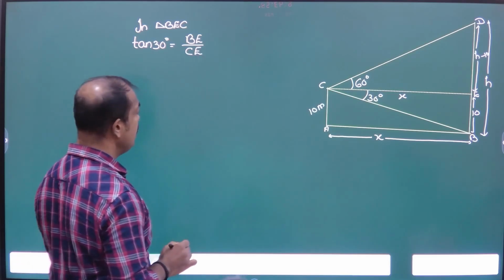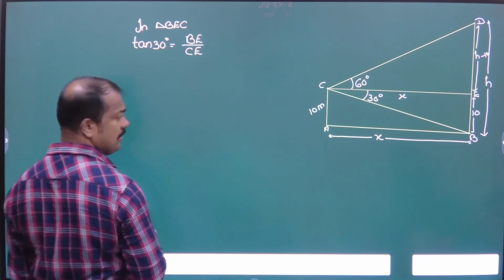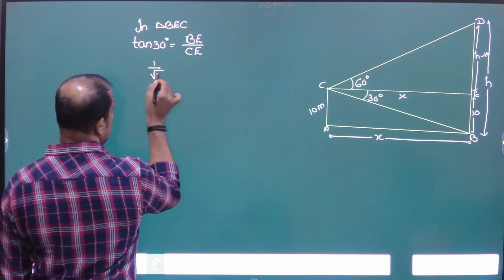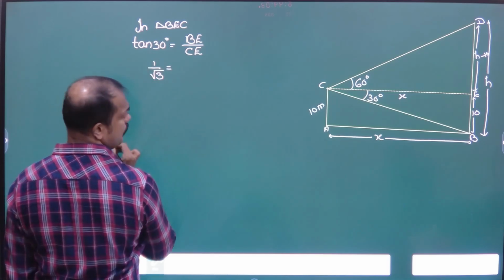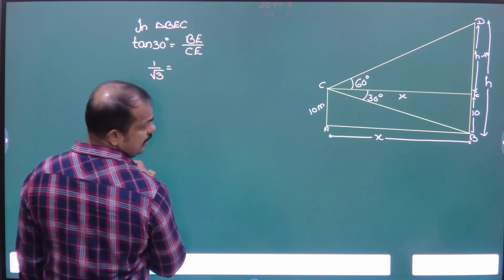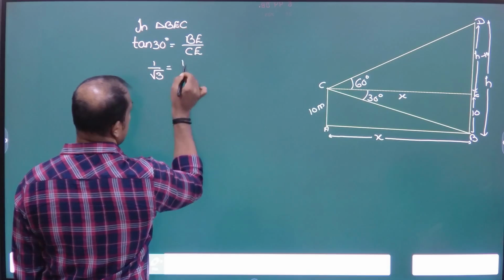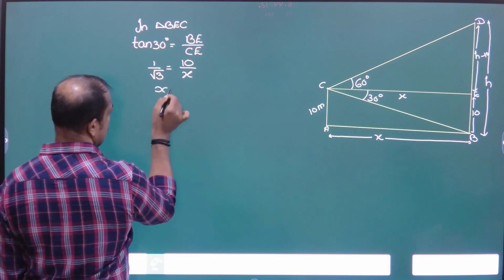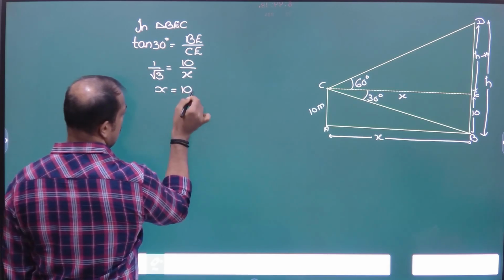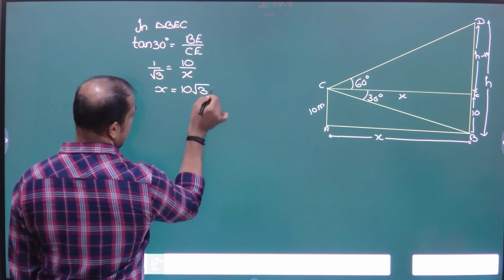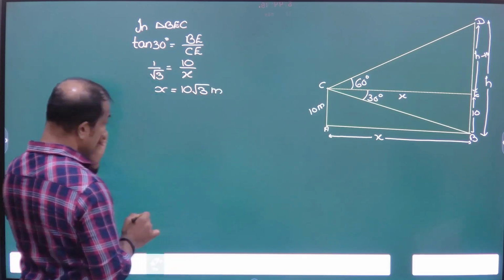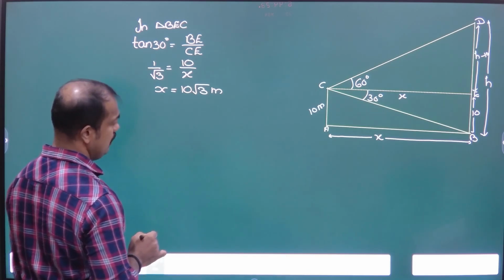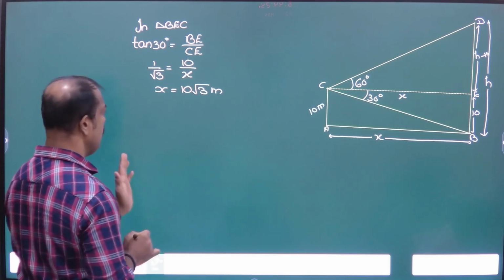BE divided by CE. What is tan 30? So 1 by root 3 is equal to BE by CE, that is 10 by x. Cross multiplication, x is equal to 10 root 3 meter. 10 root 3 meter. This part is clear? Yes or no? Okay, x की value आ गई.